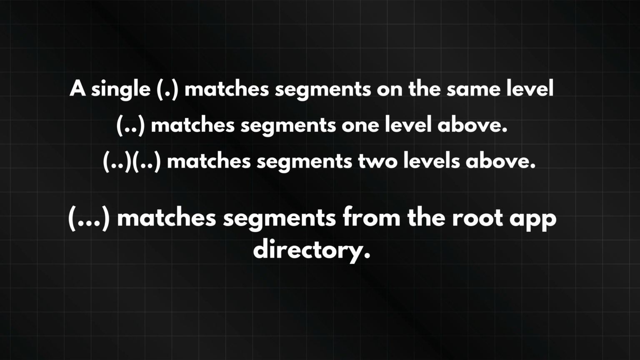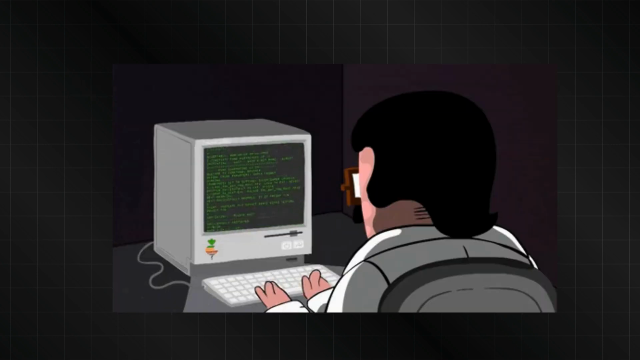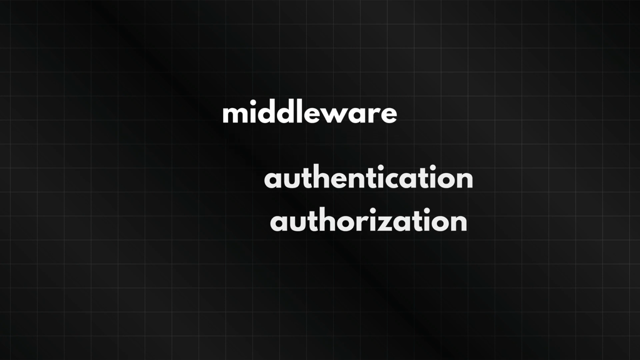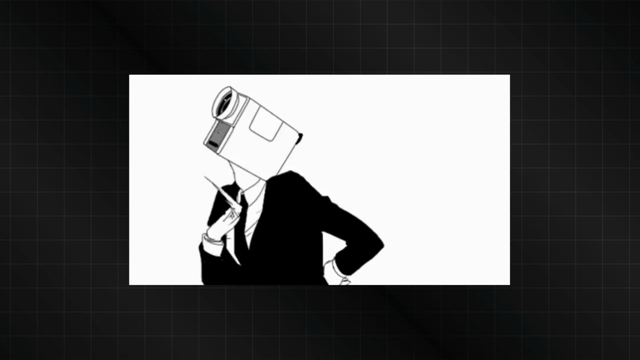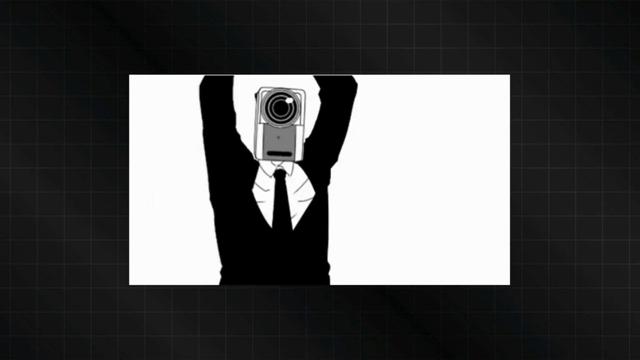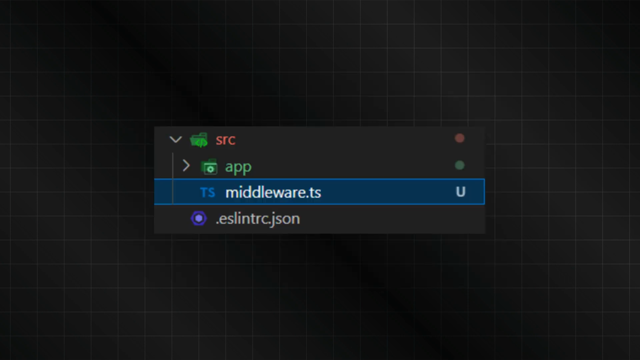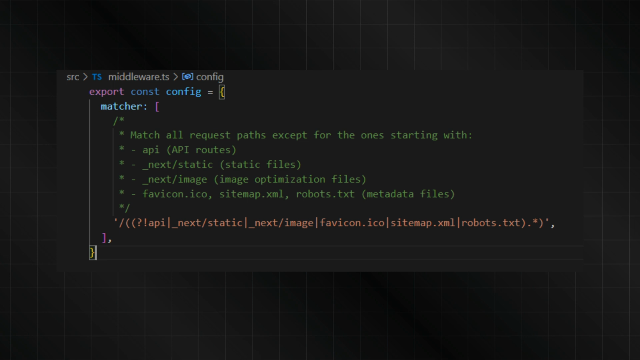Sometimes you need to run a piece of code before a request is completed. That's where middlewares come in. Middlewares are perfect for tasks like authentication, authorizations, etc. They can check the user's identity and session cookies before actually granting access to specific pages or API routes. To set up middlewares in Next.js, create a middleware.ts file in the root of your project. For instance, if you want to protect your API routes, you can configure middleware just like this.